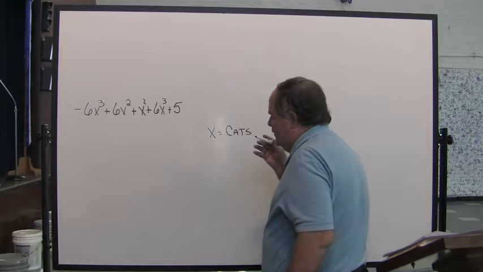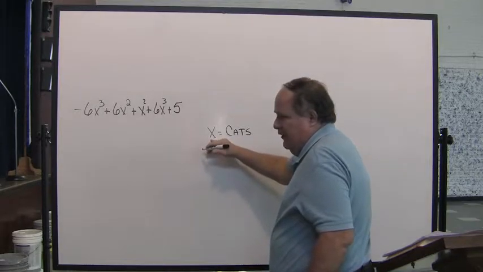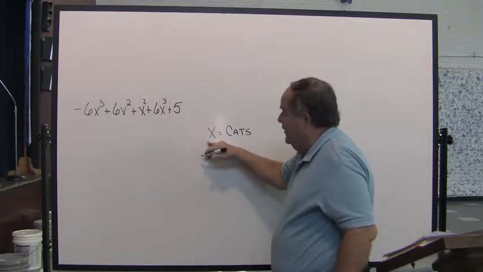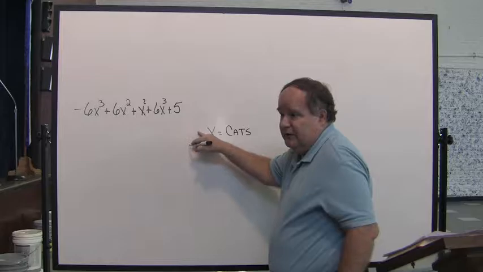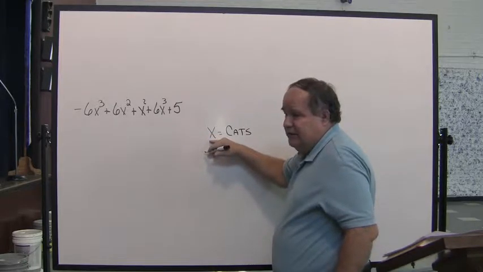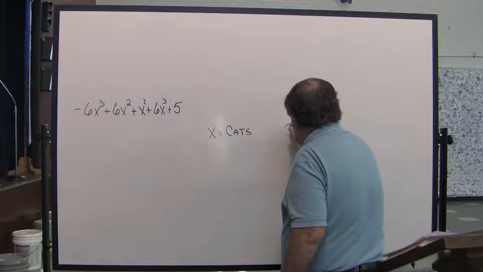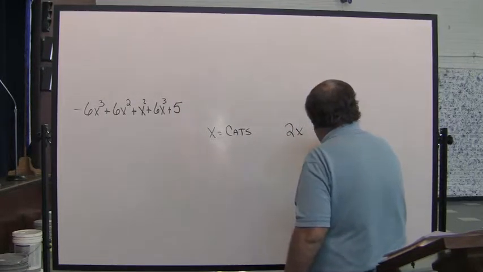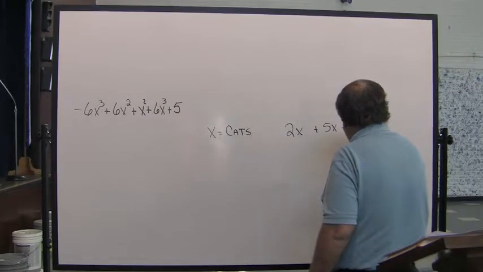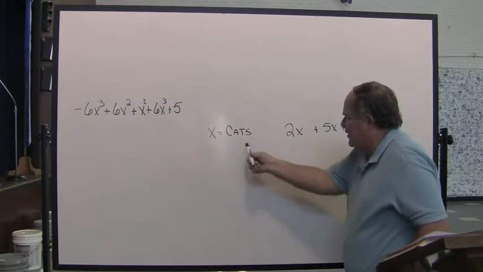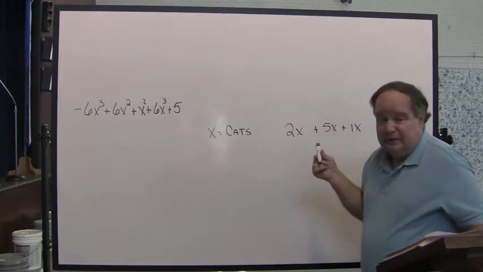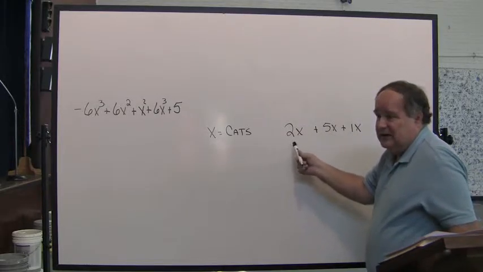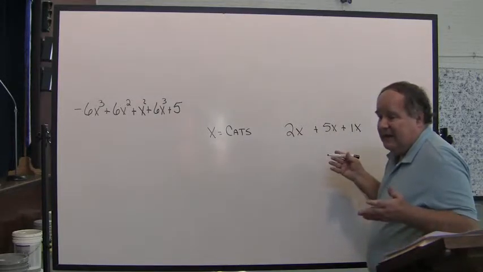What I'm trying to say here is that the variable is the thing that classifies whether or not it's a like term. You can have a constant in front of this, and this is what you look for to see if they're the same. So for example, 2x plus 5x plus 1x. All of these are cats. They just may be different colors. So we don't really pay much attention to the constant in front of the variable, except that we add them together.